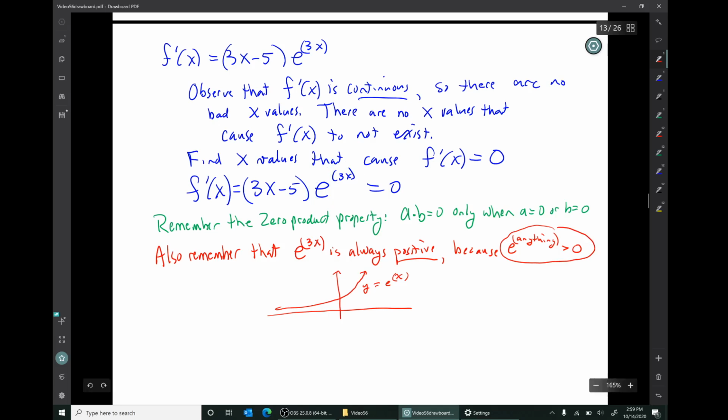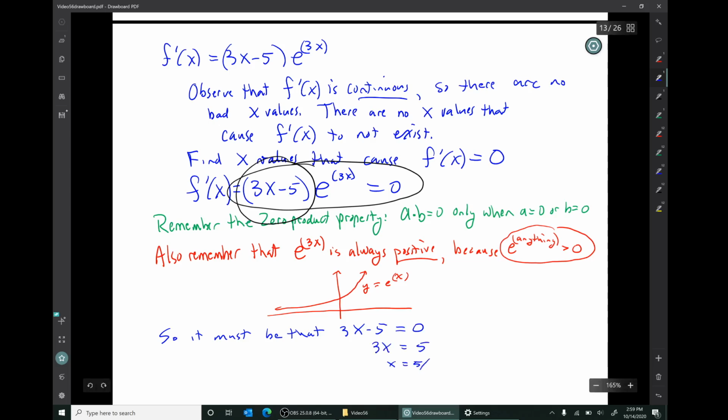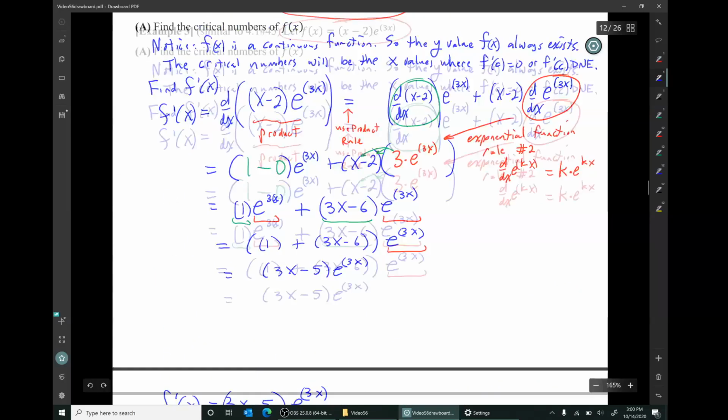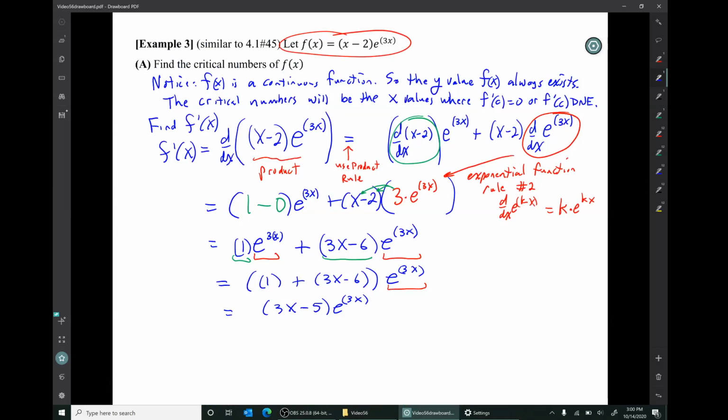So look, we have a product of two things, a left thing and a right thing, and the product has to equal 0. So that means that the thing on the left has to be the thing that's 0. So let's solve that equation for x. That's the solution to that equation. That's the only x value that causes f prime to be 0. And so that's our critical number for the function f of x. So that's the answer to question A. Question A was to find the critical numbers of the function.